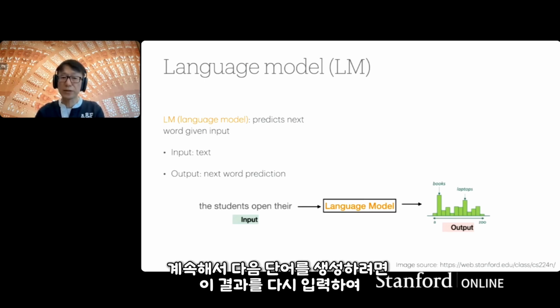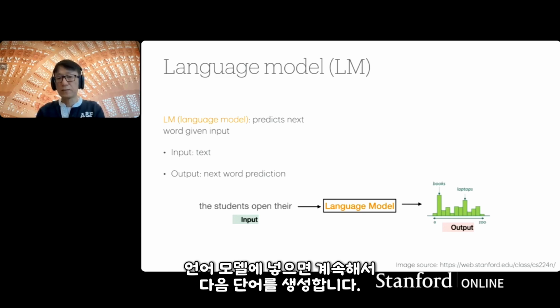And then if you want to keep generating what's coming next, we can turn that output in as an input and put it into the language model, and then the language model continuously generates the next coming word.